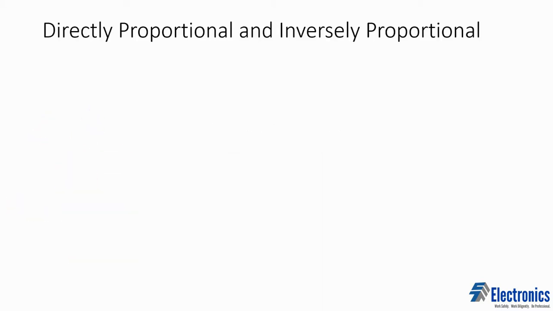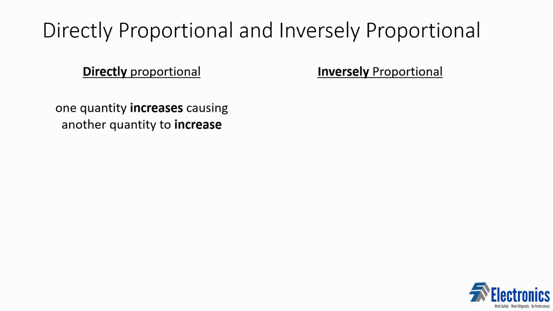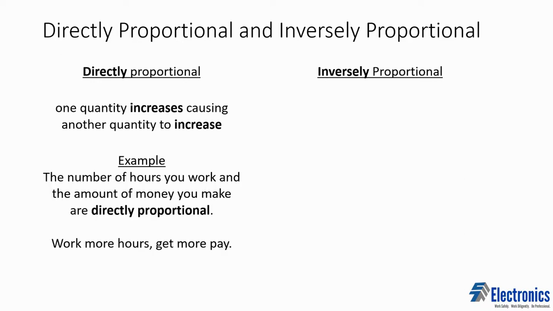The first thing I want to make sure you understand are the terms directly proportional and inversely proportional. Directly proportional means that one quantity increases, causing another quantity to also increase. For example, the number of hours you work and the amount of money you make are directly proportional. So at least if you work on hourly wage, the more hours you work, the more you get paid.